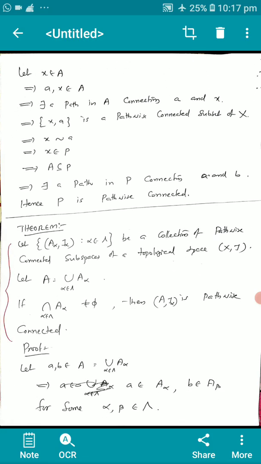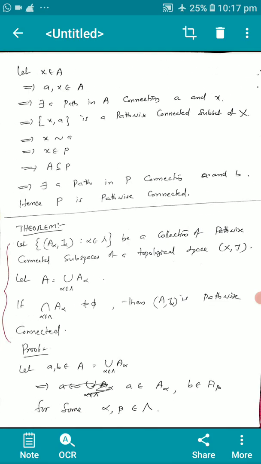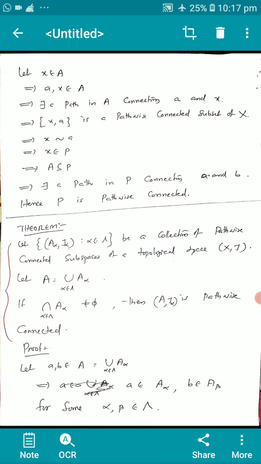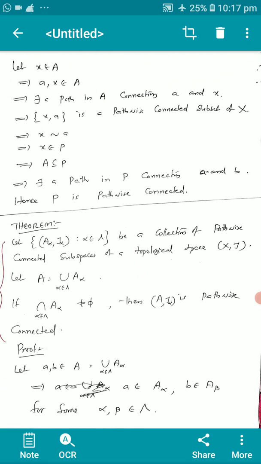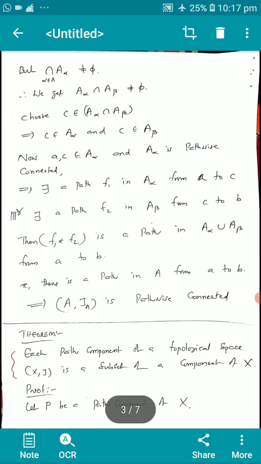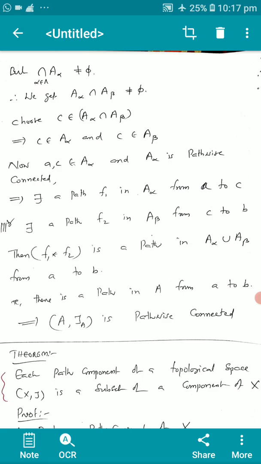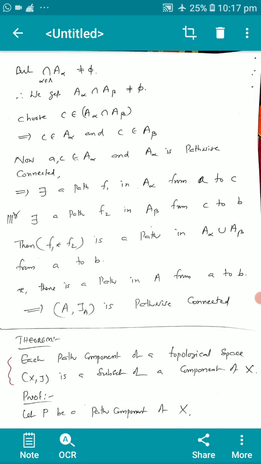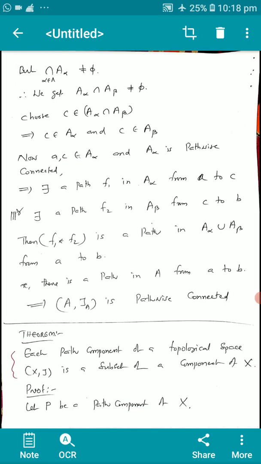Proof. We are taking 2 points a, b in A. What is A? A is the union of A alpha. This implies a is in A alpha and b is in A beta, for some alpha, beta in the index set. What is given? The intersection of the A alpha is not equal to phi. So we get A alpha intersection A beta is not equal to phi. Choose c in A alpha intersection A beta. That is, c in A alpha and c in A beta.